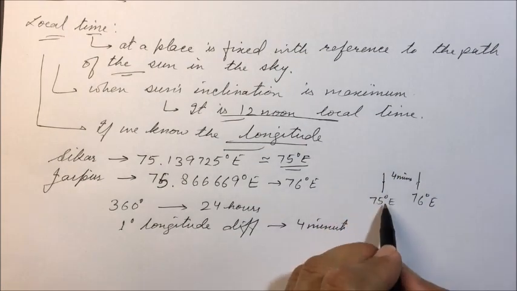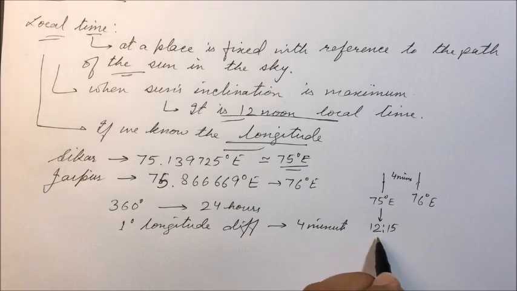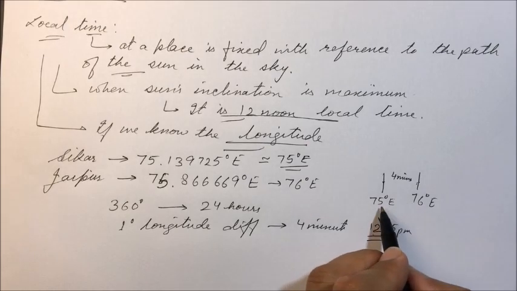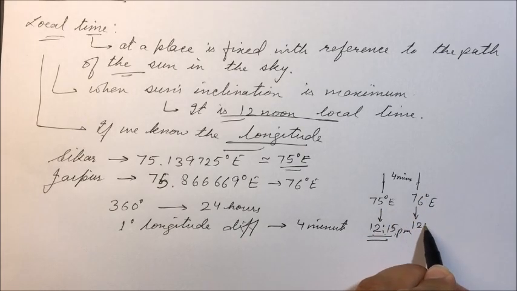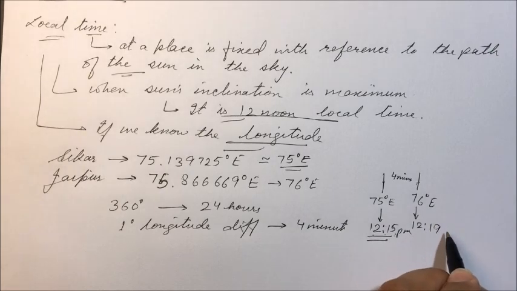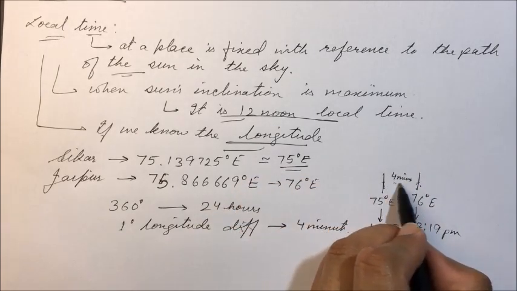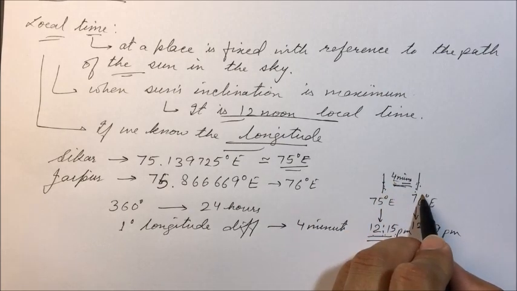Now, for example, at Sikar, the local time is 12 noon 15 minutes, so 12:15 p.m. At the same time, in Jaipur, the time will be 12:19 p.m. So as we move from Sikar to Jaipur, we have to make our watch ahead by 4 minutes. So we have to increase the time by 4 minutes in our watch.